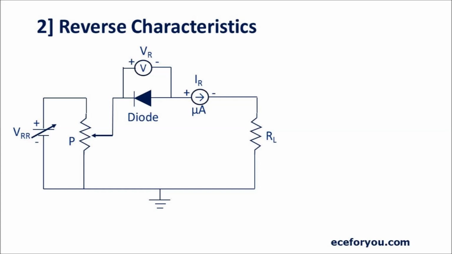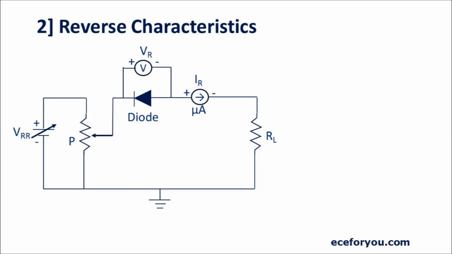Reverse characteristics. This figure is used in the laboratory to obtain the reverse characteristics of a diode. The diode in the circuit is in reverse bias state because the battery VRR is pushing the current in the direction opposite to the arrowhead.